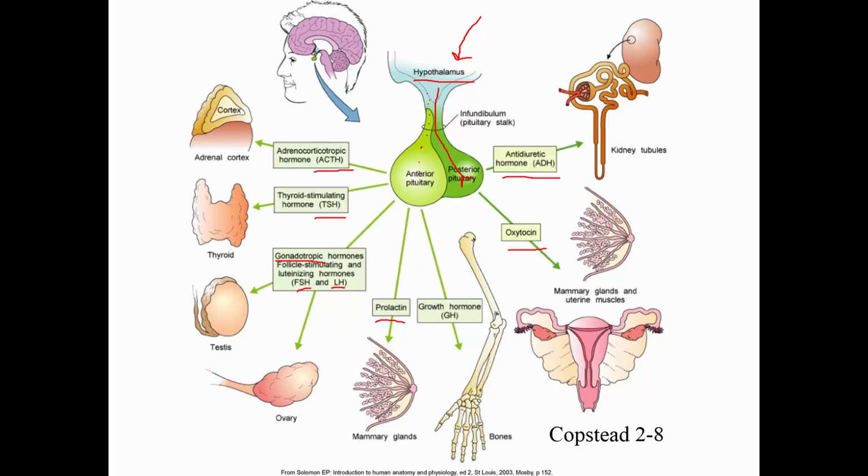Oxytocin and ADH, interestingly enough, have central nervous system effects. ADH tends to increase anxiety. Oxytocin tends to decrease it. So a lot of work is being done to try to flesh out the actions of these peptide hormones on the central nervous system.